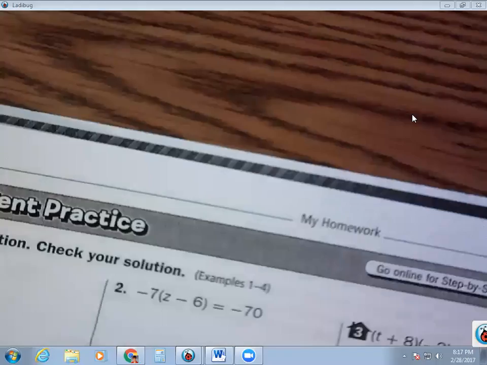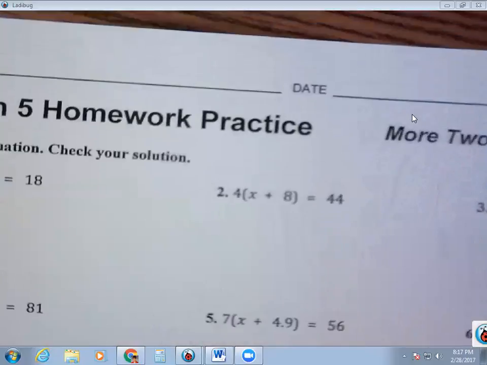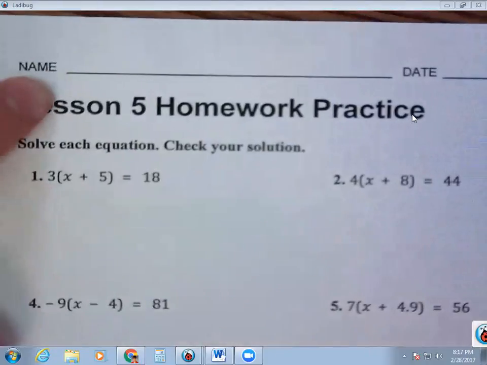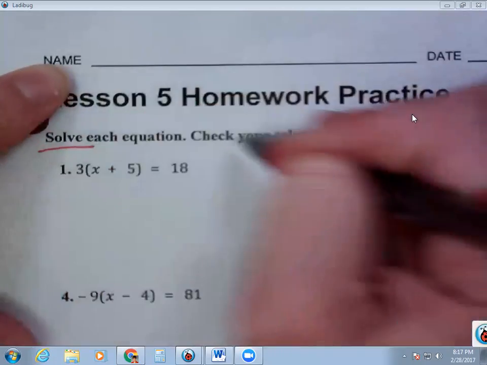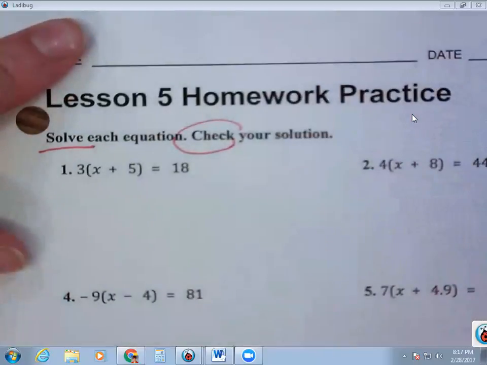Okay, what I'm going to do, I'm going to have Mrs. Ford pass out to you your assignment for today. It's a lesson 5 homework practice, and it's just like the one I gave you yesterday. So it's lesson 5 homework practice with more 2-step equations. So please solve, and then please check your answer as well, okay? Let me look through these really quickly and just make sure there's nothing I want you to skip. Nope, it looks good. I actually adjusted it a little bit.